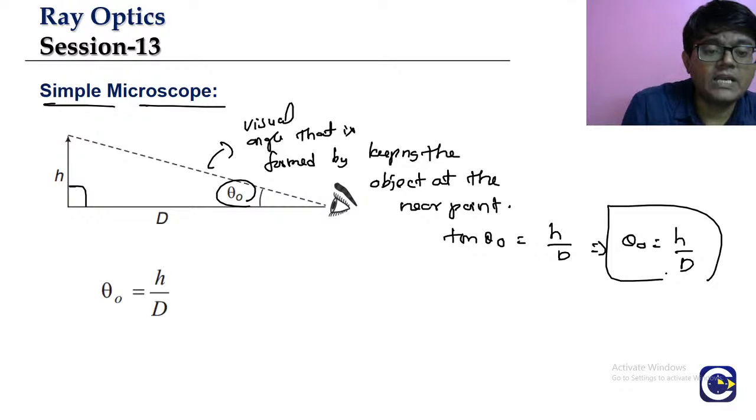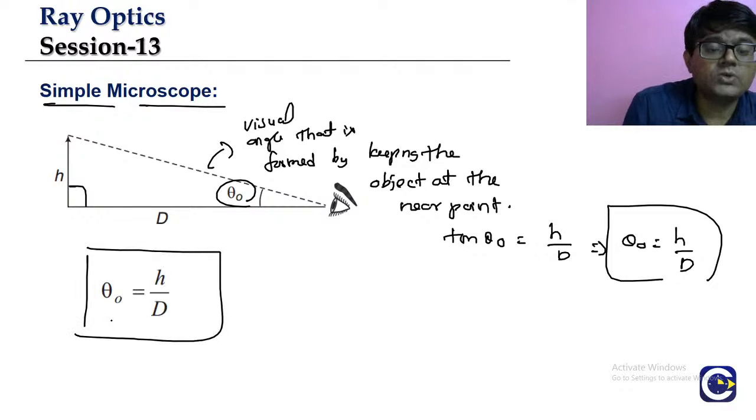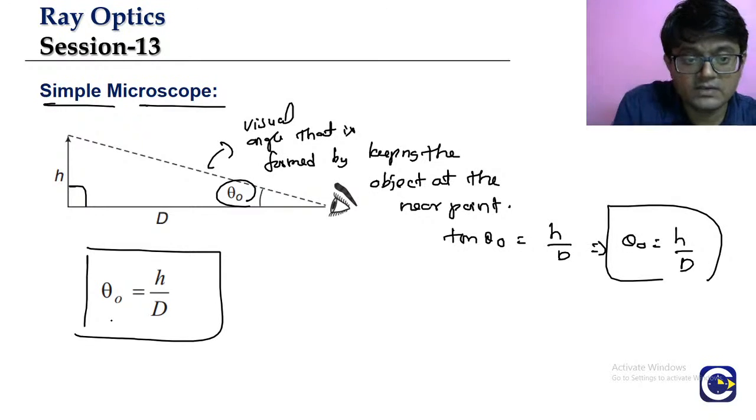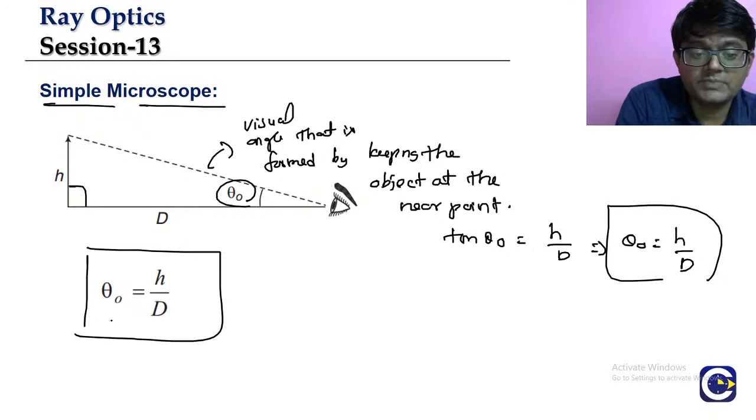Okay, so we'll have to remember this because we are going to use this. In all the calculations henceforth, whether it is a simple microscope or a compound microscope, whenever we want to finally go for this magnification or the magnifying power, the capital M formula, we will use this theta naught. What is theta naught? h by d. h is the height of the original object, divided by d, the distance of the near point, which will be what?